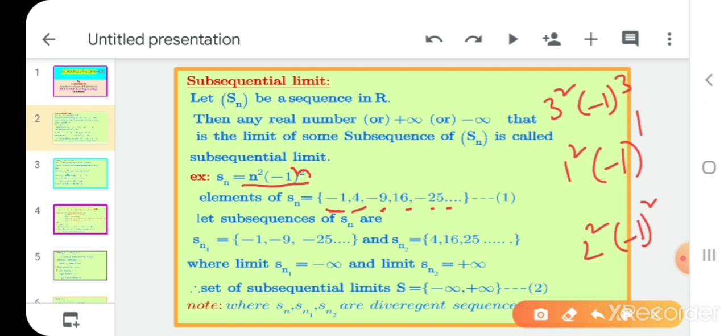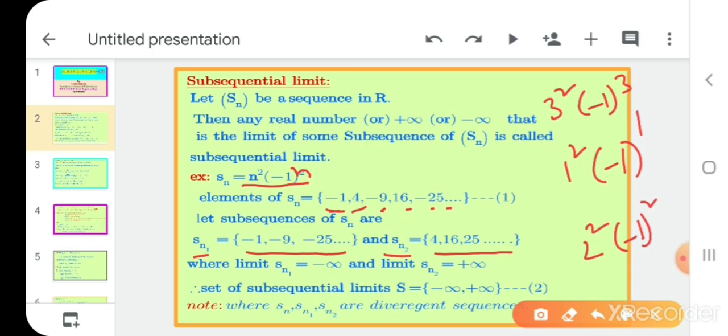Now I write subsequences of Sn. Let the subsequences of Sn be Sn1 and Sn2. I take all the negative elements as one subsequence, and all the positive values as another. So I write 2 subsequences of Sn, Sn1 and Sn2. In Sn1 I take only negative terms. In Sn2 I take only positive elements. Okay.